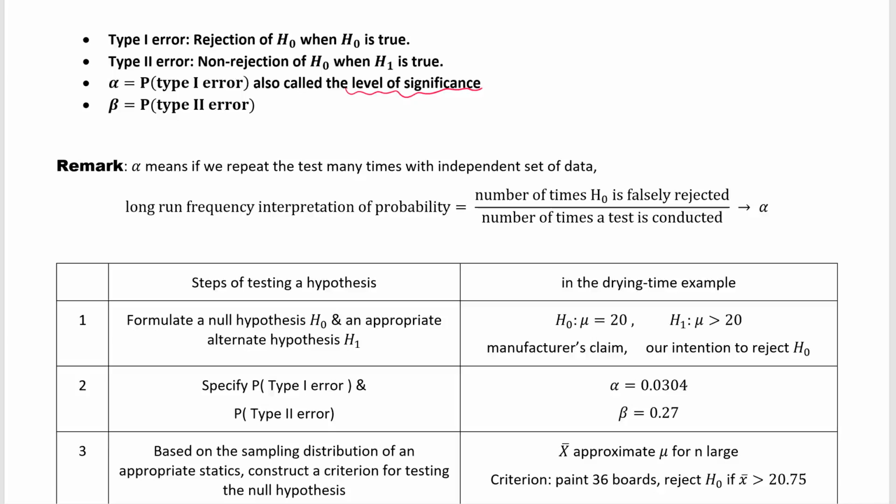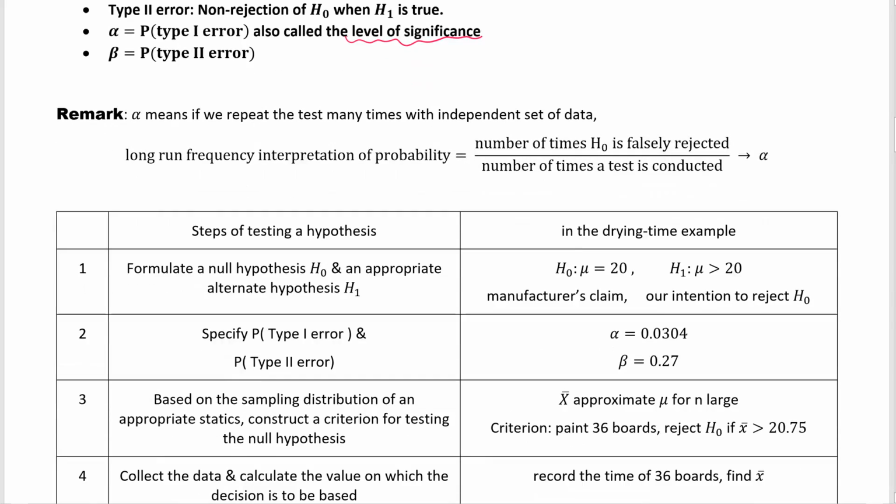Remark: alpha means that if we repeat the test many times with independent sets of data, using the long-run frequency interpretation of probability, the number of times the claim is falsely rejected over the number of times a test is conducted is close to alpha. So this is what alpha means, the probability of type 1 error.